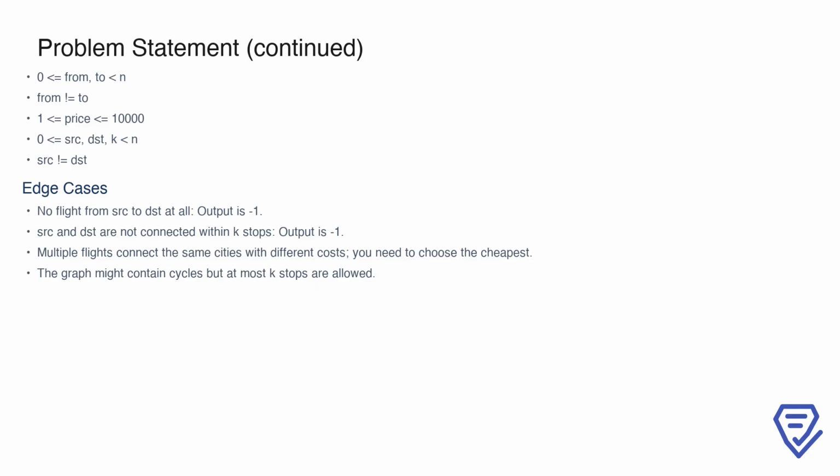The constraints include up to 100 cities, 400 flights, individual prices up to 10,000, and the guarantee that cities and flights are properly labeled between 0 and N-1. Edge cases include non-existent routes, unreachable destinations within K-stops, multiple direct flights between the same pair of cities, and cycles, but never more than K-stops allowed.